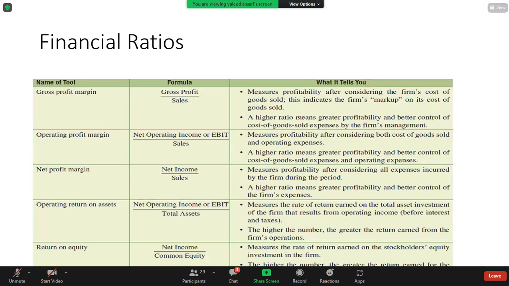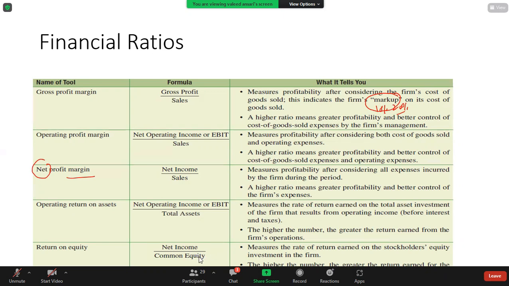Then certain other ratios like gross profit margin: gross profit is sales minus cost of goods. Then net operating income. This also tells us the markup, meaning how much, from the earning, we subtract the cost of goods. It tells us whether the markup is 10%, 20%, 30%. And then other expenses are subtracted from that, and we arrive at operating income. So this tells us about net profit margin, after subtracting, in addition to the cost of goods, other expenses.